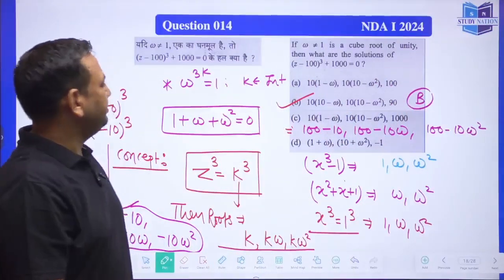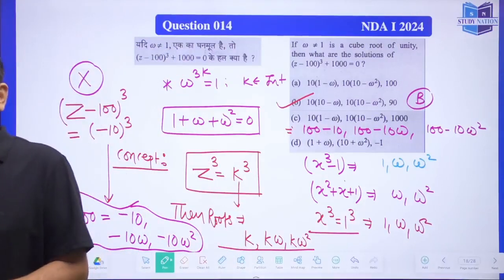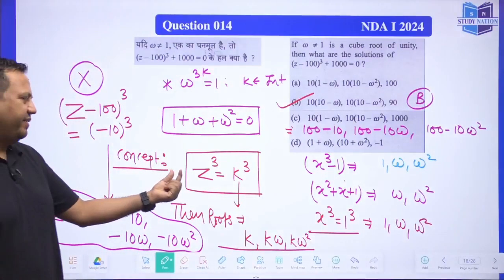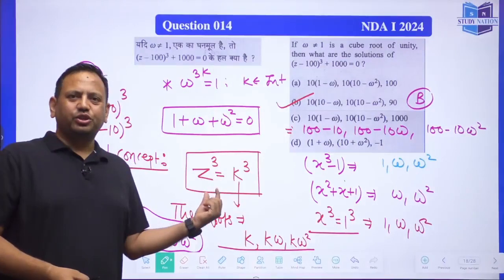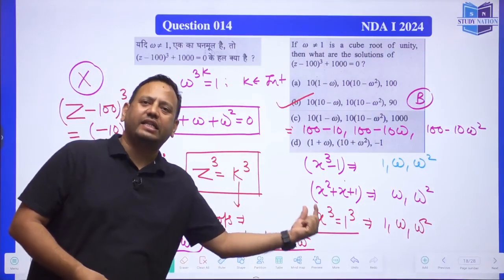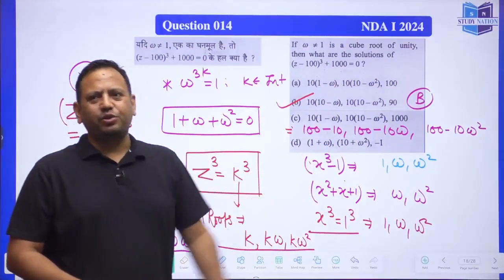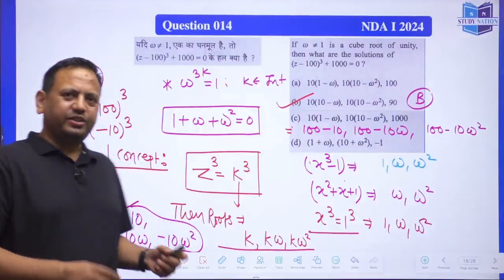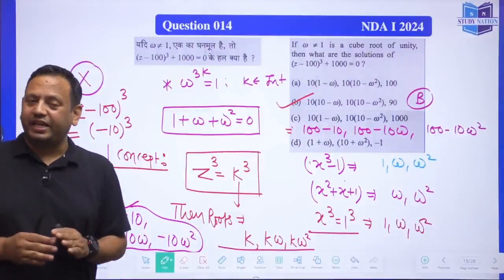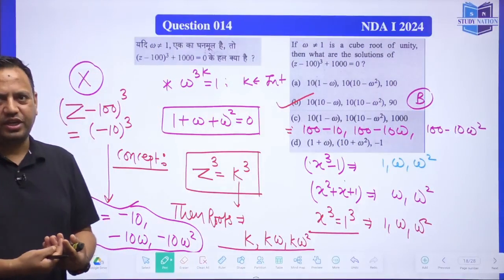Clear everyone? The first thing you need to remember is that whenever z cube is k cube, z has three roots: k, k omega, and k omega square. You did it the same way and got all three roots. I hope this concept is clear to everyone. Whenever cube roots come, you can always solve this type of question.